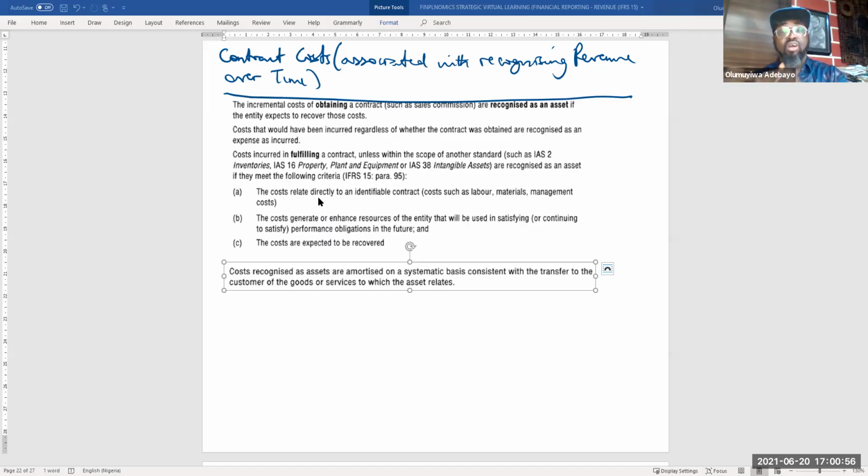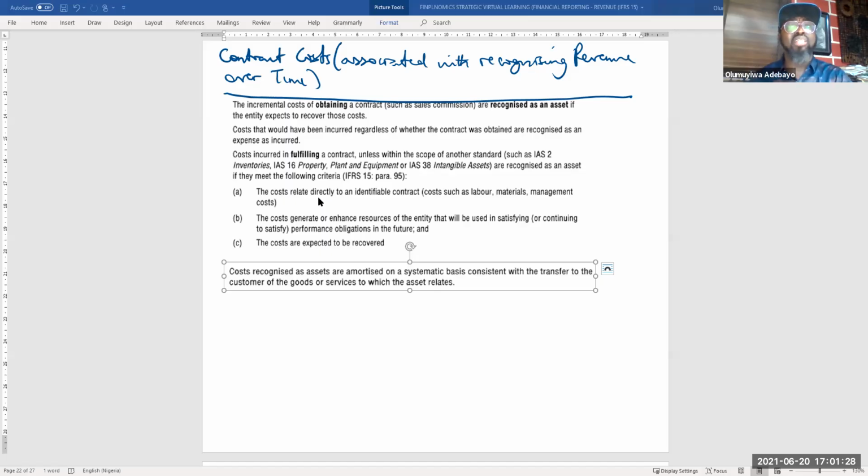Whereas, conversely, the input method will rather recognize revenue on the basis of the costs that the company or the entity has incurred with respect to the input resources. How much of materials have we used? How much of labor have we used? How much of other resources have we used? What is the aggregate cost that has been incurred?